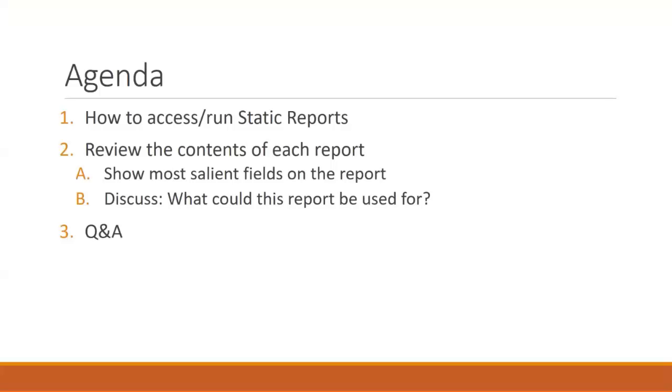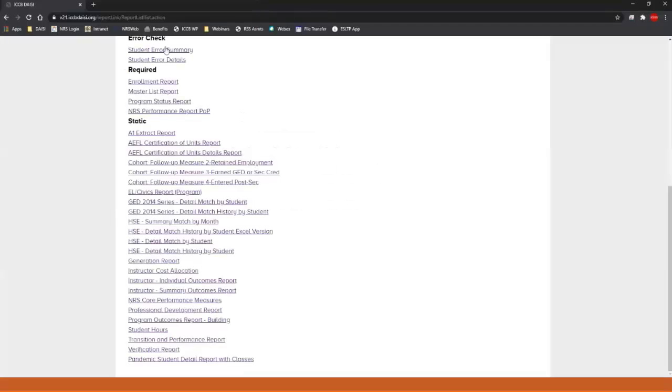So we're going to start by looking at the reports screen. So this is the reports page of DAISI. And it might have logged me out here. Oh, it didn't. And so when you log into DAISI and click on the reports link, it'll take you to this page. And under this static section, that's where you're going to find all of the static reports that we are focusing on today. So I'm just going to show you how to run a pretty simple report. Let's choose the A1 extract.